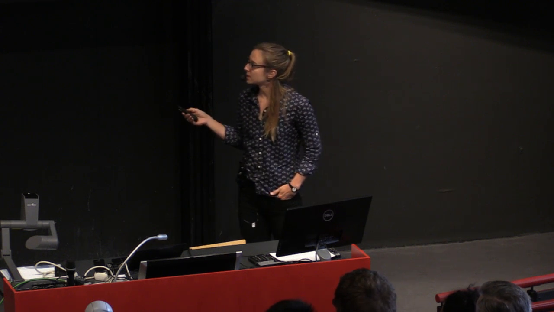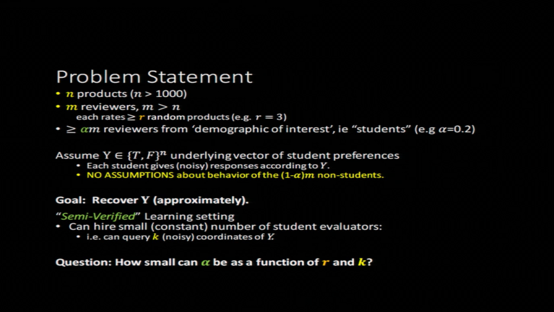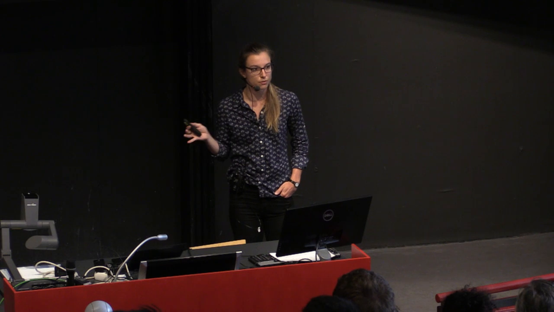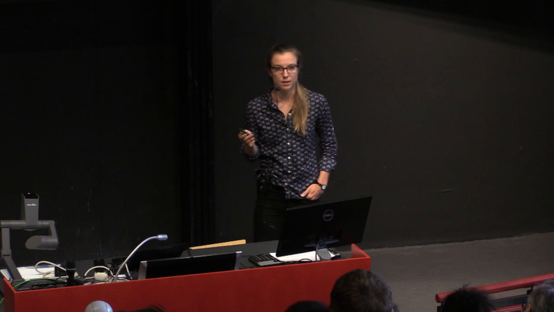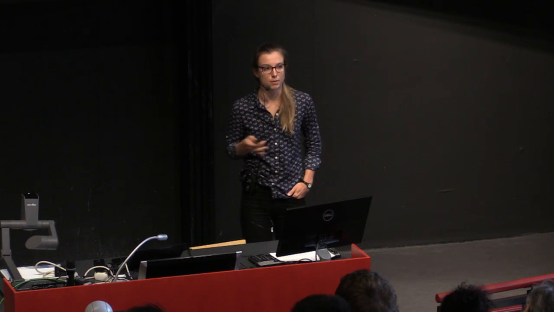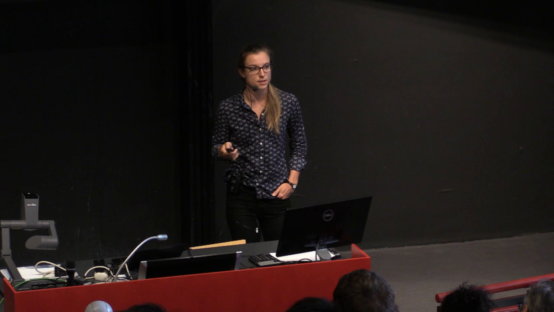So then the main question is, how small can alpha, the fraction of our reviewers in the demographic of interest, be as a function of r, the number of items each person rates, and k, the number of queries we get to make to y? And also, while this example is in the market research setting, I think there are actually a lot of other interesting settings in, say, healthcare or medicine, which I'm happy to talk about later today at the poster session.